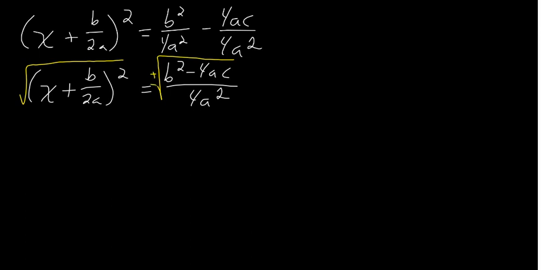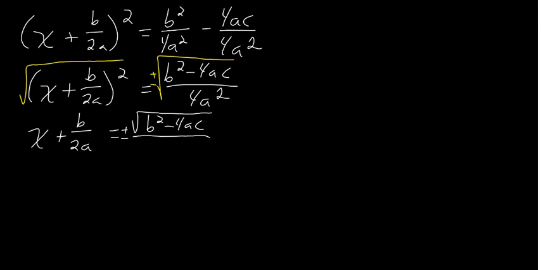So the left side just becomes x plus b over 2a. The right side, I can split this up into the square root of my numerator, which is b squared minus 4ac, and the square root of my denominator. And again, the square root of my denominator is also a plus or minus, forgot about that. If I took the square root of 4a squared, well, the 4 is a perfect square, which is 2. A squared is a perfect square, which is an a. So it's going to be a 2a.